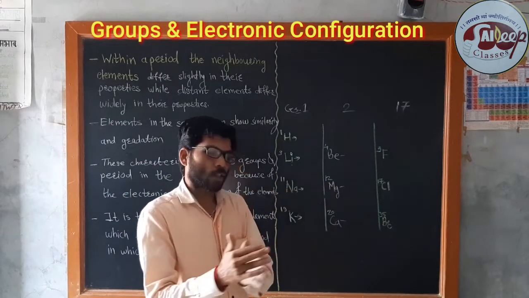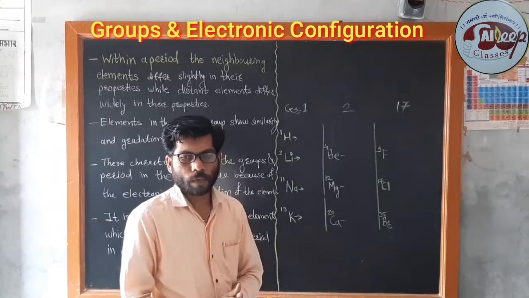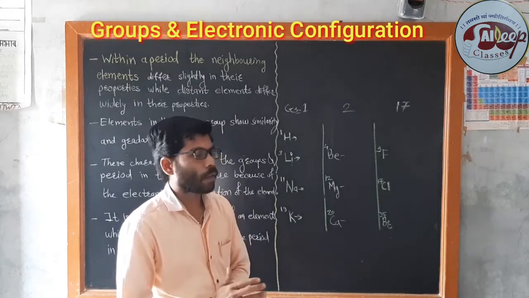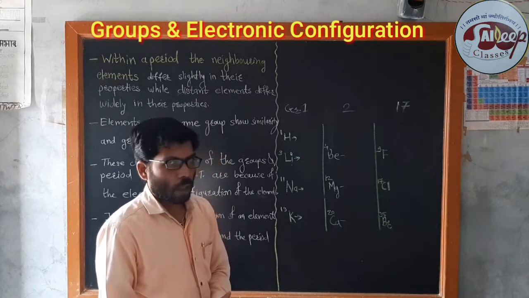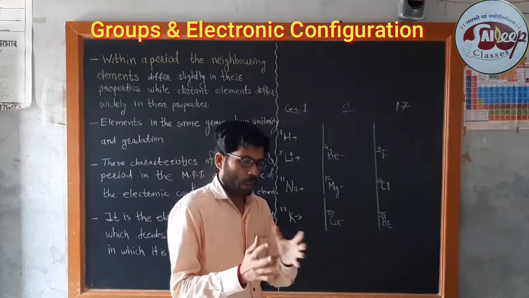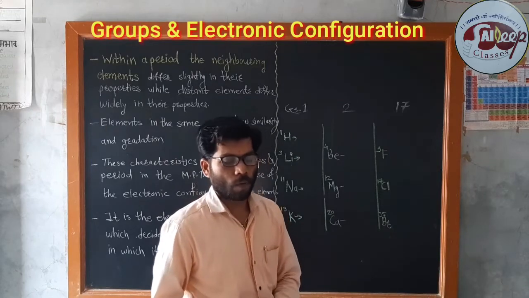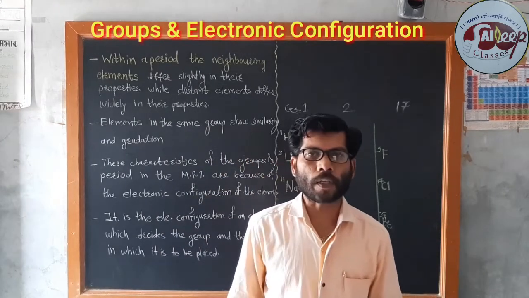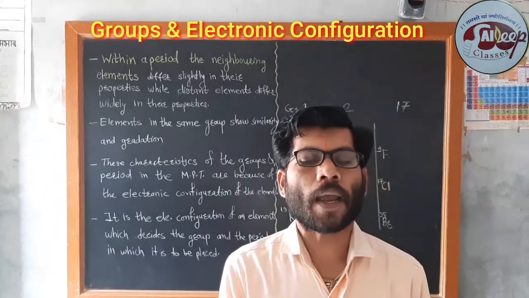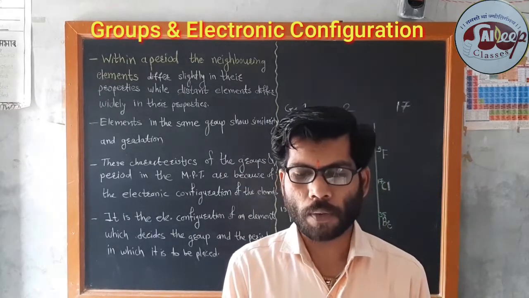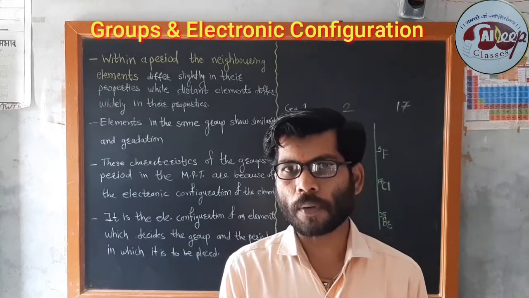Next point, that is the groups and electronic configuration. In the groups and electronic configuration, what is the relation between the groups and electronic configuration? Our textbook page number 22. Go through the modern periodic table and write the names, one below the other, of the elements of group first.